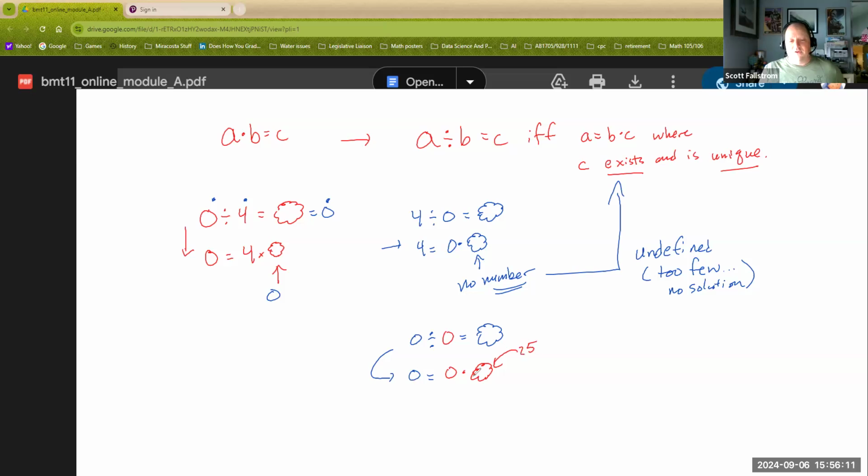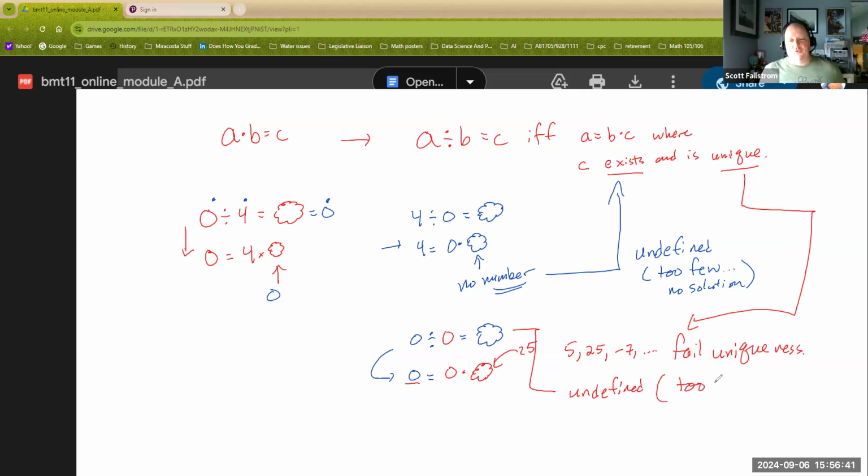What about 25? Well, 25 times 0, that gives me 0. So that works. So what numbers could you put in here? And the fact that 5 works and 25 works and -7 works and so on, now we fail the uniqueness. So this 0 divided by 0, I'm sorry, this is undefined. And it's undefined because there are too many solutions.